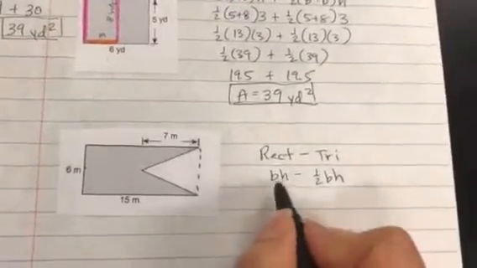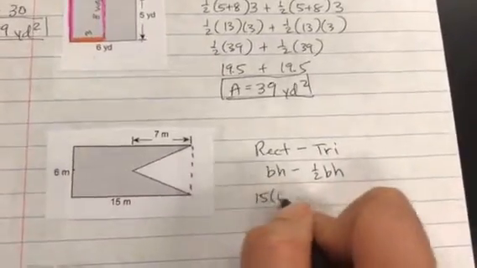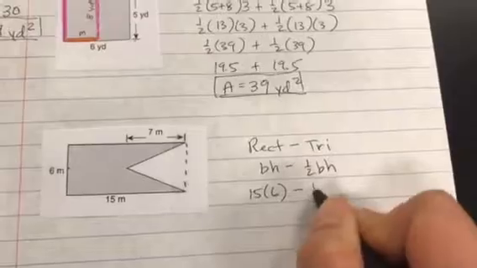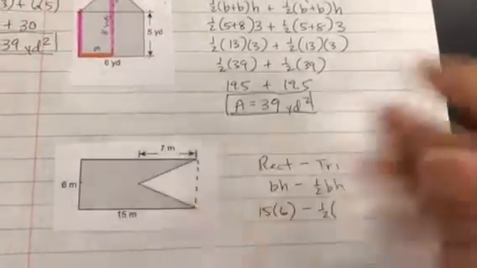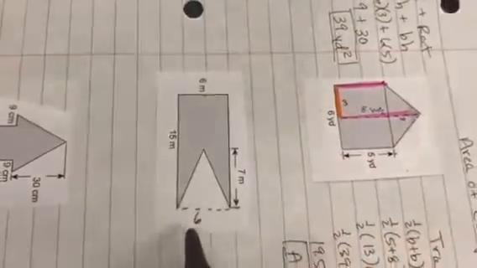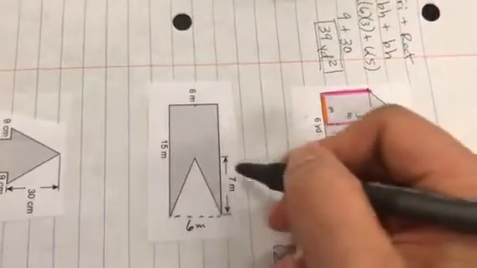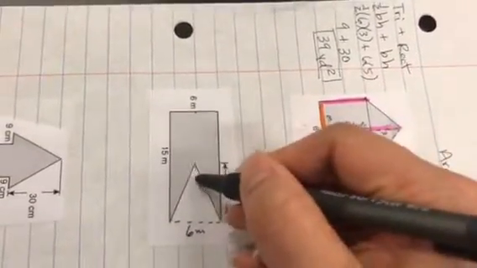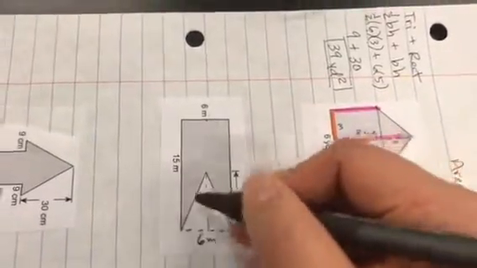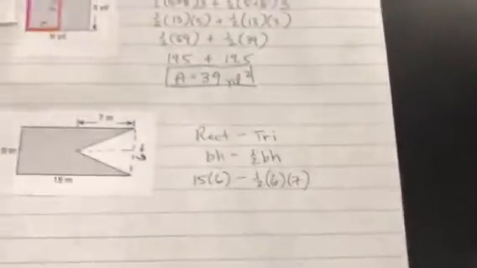So for rectangle, I know the base is 15 and the height is 6. So it's 15 times 6. For the triangle, it's half of the base. Now for the triangle, I'm going to turn this way. The base I know is 6 because of this line 6. This line is also 6, so it's 6 meters. And the height of my triangle, you can see it's out here, is 7 because you can see from here to here, it's 7. So the height is 7, right? So my base is 6 and my height is 7. All right, I've plugged everything in.